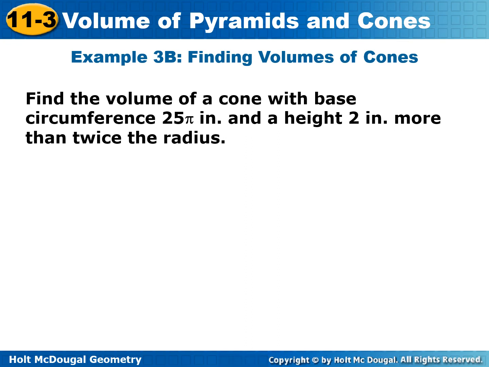In this example, they didn't quite give us the exact information we need, but we have enough information to derive that. We want to find the volume of a cone with a base circumference of 25 pi inches and a height of 2. So we do know the height is 2. But the circumference is 25 pi. And we find the circumference by 2 times pi times r.